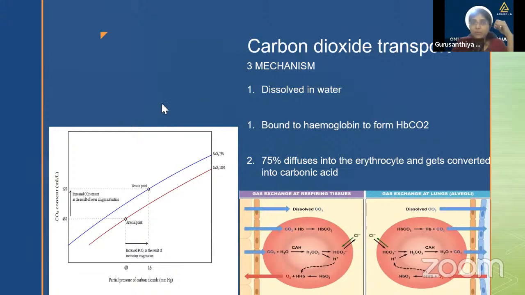You are supposed to draw this carbon dioxide dissociation curve and say that it is steeper than the oxygen dissociation curve. What is the relationship between the PaO2 and PaCO2 and the arterial content or the venous content of carbon dioxide? You have to say what all the mechanisms are by which carbon dioxide is transported. Here you also have to draw the diagram, showing the chloride shift which happens on the tissue side and also how it is exchanged at the lungs.